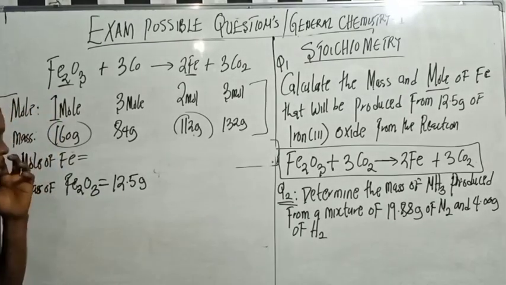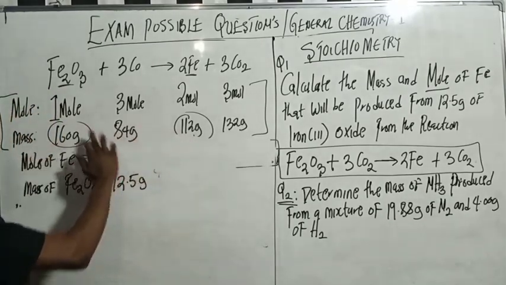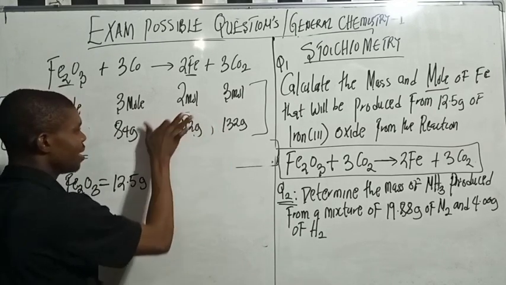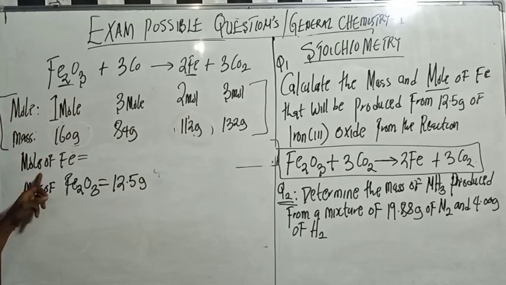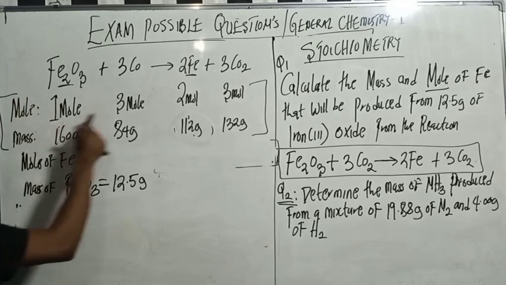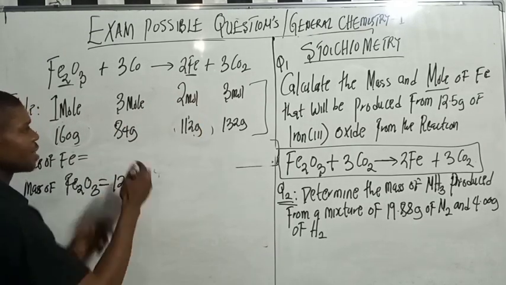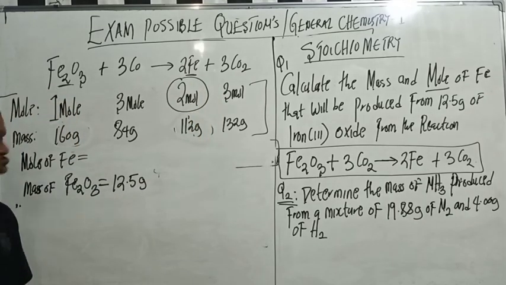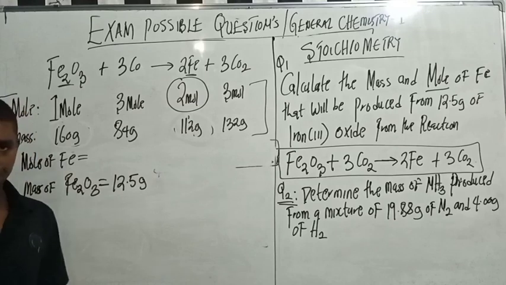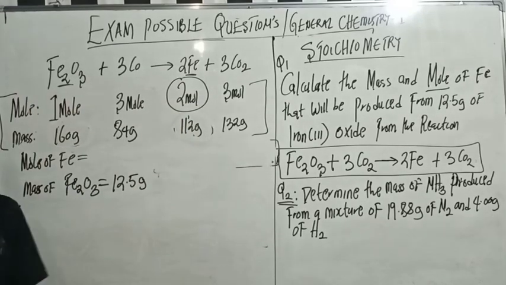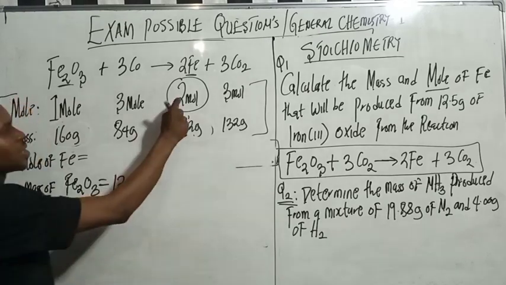Remember, in the first one we used a mass to mass relationship, right? This one is not going to be like that. We're talking about the mole of Fe, the mole of iron. So here we have mole and here we have mass. For Fe, the mole is 2 moles, so we circle out 2 moles. The reason I circled out the first one is that they talked about mass. But now they are not talking about mass, they are talking about mole. So we circle out 2 moles.